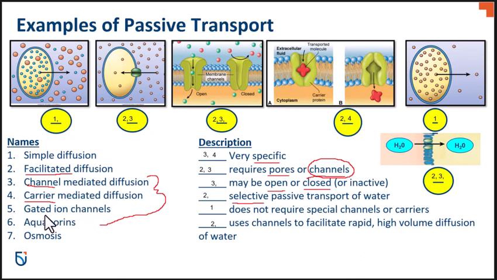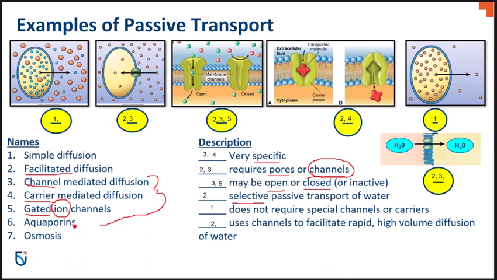Next up, we have gated ion channels, and so these are just channels that are controlled by a gate that can be opened or closed. And so we can say that this earlier example of channel-mediated diffusion can also be called a gated ion channel that controls the movement of certain ions in and out of the cell. And we're going to come back to that a bit later.